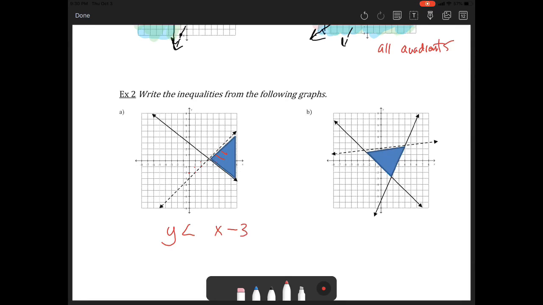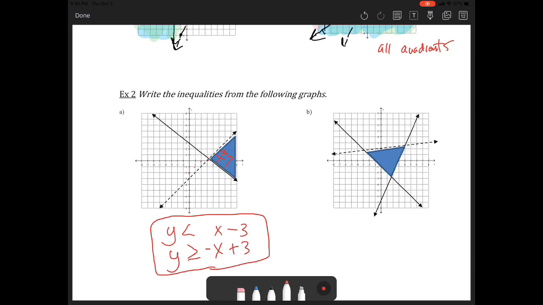Now I'm going to look at my solid line. So my solid line is actually going up right here. So that means it has to be greater than or equal to y. This line starts at +3. Now let's see. It's going to go down just the same, but we're going to have a -x. So that's going to be our 2 equations right there. So all you're doing is going through your different lines.